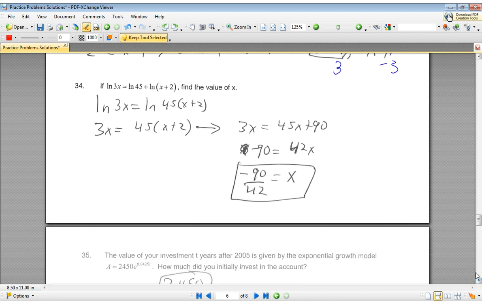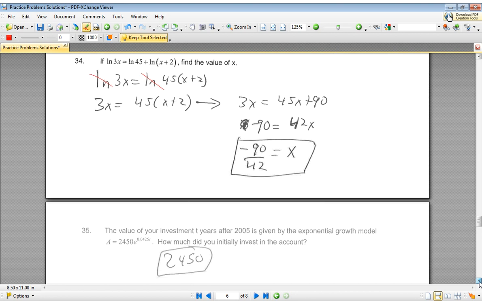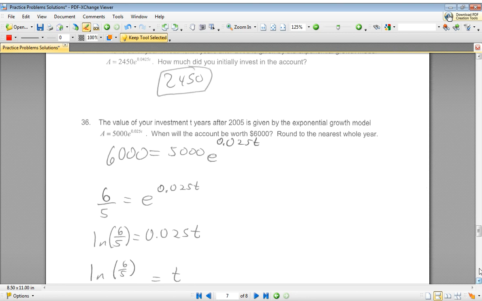Find the value of x. So addition becomes multiplication, and then we have natural log equals natural log, or just log equals log. Anytime a log equals another log, they cancel. Okay, so we have 3x equals 45 times x plus 2. Distribute the 45, solve for x. We get an ugly fraction, which you could check if you really wanted to.